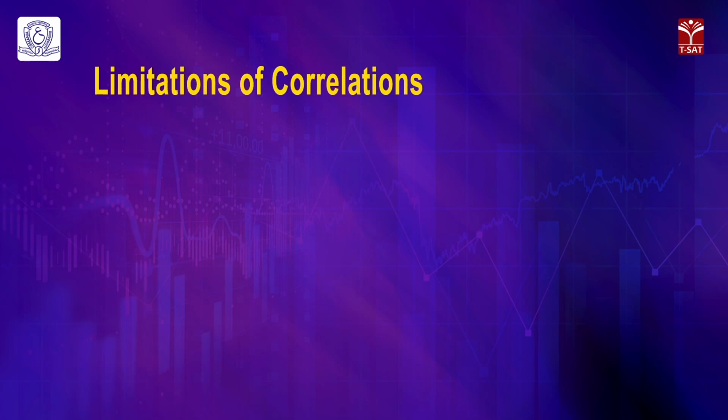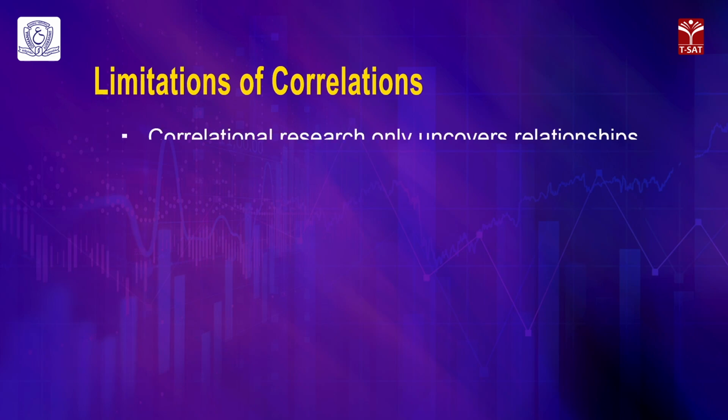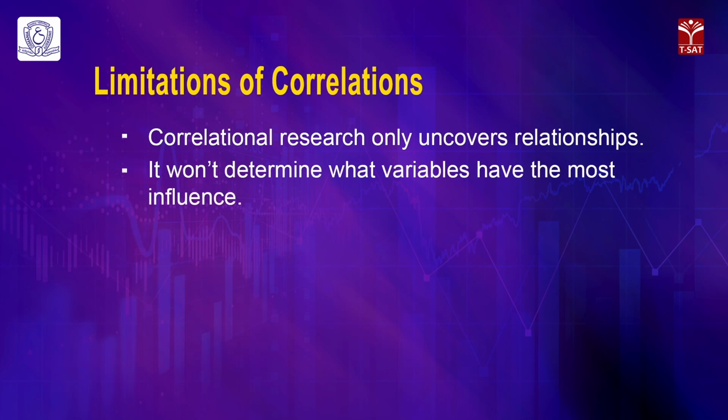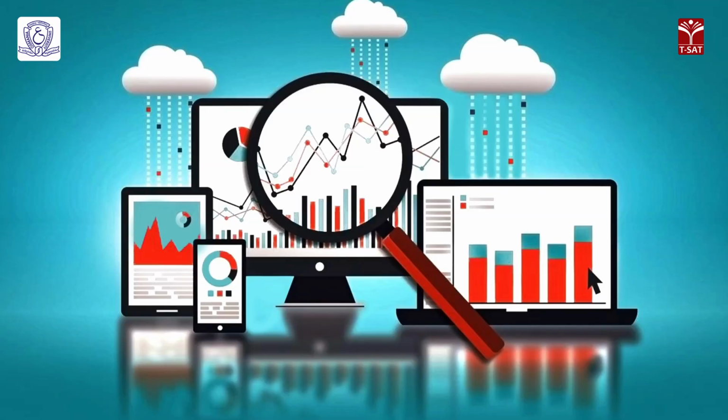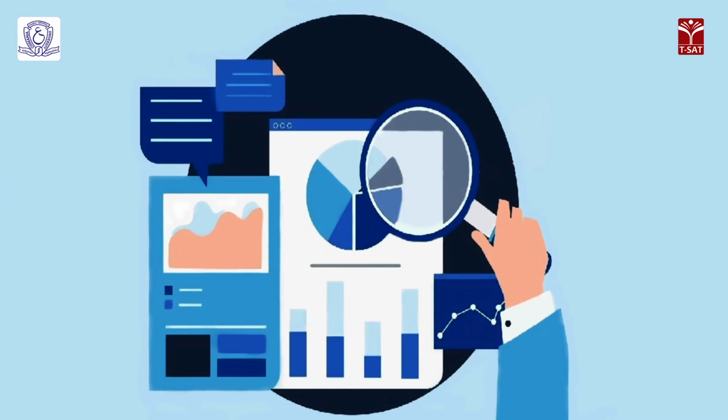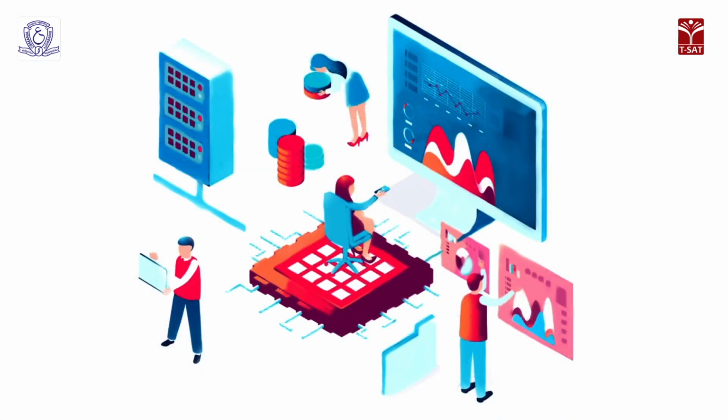Next, let's look at limitations. Correlational research only uncovers relationships. The benefit of a correlational research study is that it can uncover relationships that may have not been previously known. Correlation does not equate to causation when using this study method. It won't determine what variables have the most influence. A correlational research study can help to determine the connection that variables share with a specific phenomenon. This means the correlation for a specific variable must be assumed or sent to a different research method to collect the necessary data.